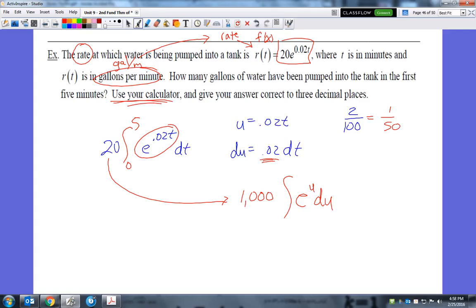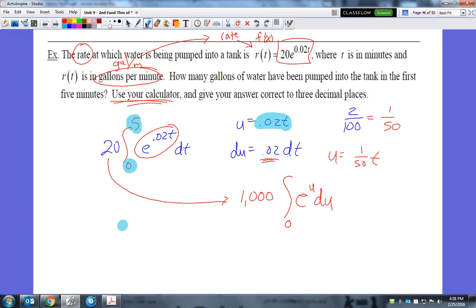Okay? So 1,000 e to the u du. What I'm missing right now is I haven't changed my bounds yet that I'm going to put here. Again, we know 0.02 is 1/50th. So we say u is 1/50th of t. So when I put 0 in, 0 divided by 50, or 0 times 1/50th, is going to remain 0.